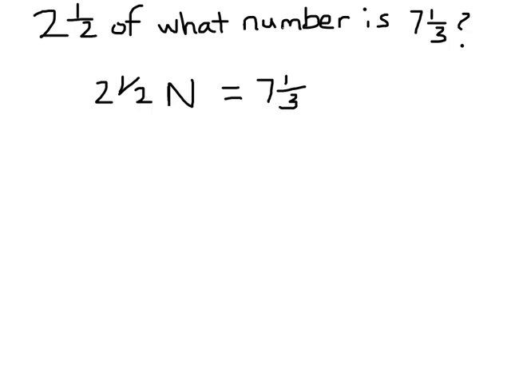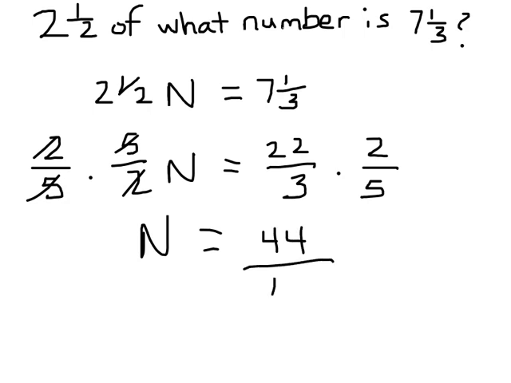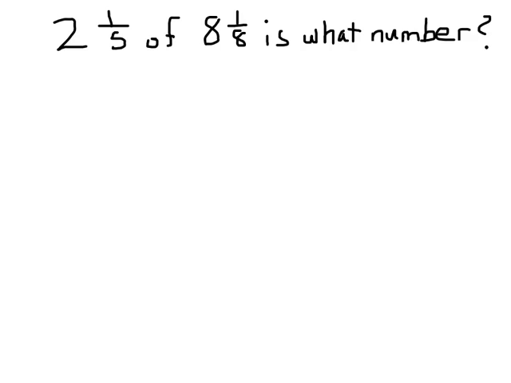You're just going to say 5/2 n equals 22/3. And then you're going to flip this fraction and multiply. Cross cancel out. N is by itself. 22 times 2 is 44, and 3 times 5 is 15. And we'll just leave it as an improper today. How about that? Alright, going on.